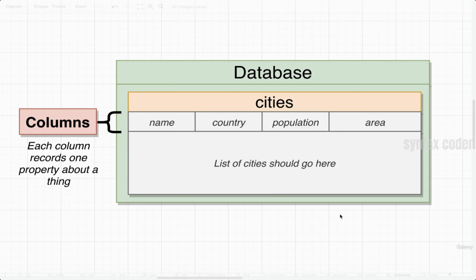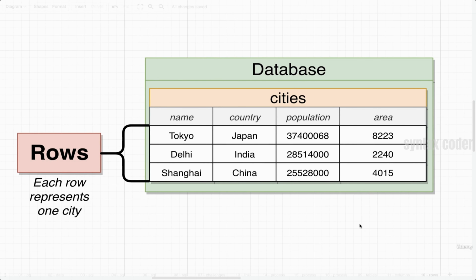Once we set up this table and the 4 columns inside of it, we can then start to add data into the table itself. So eventually, we will add in some list of cities, such as Tokyo, Delhi, Shanghai, and so on. Each of these cities will have a name, country, population, and area. Each of these individual cities that we add into this table, we refer to as rows. So right now, cities has 3 rows. 1 row is Tokyo, 1 is Delhi, 1 is Shanghai.